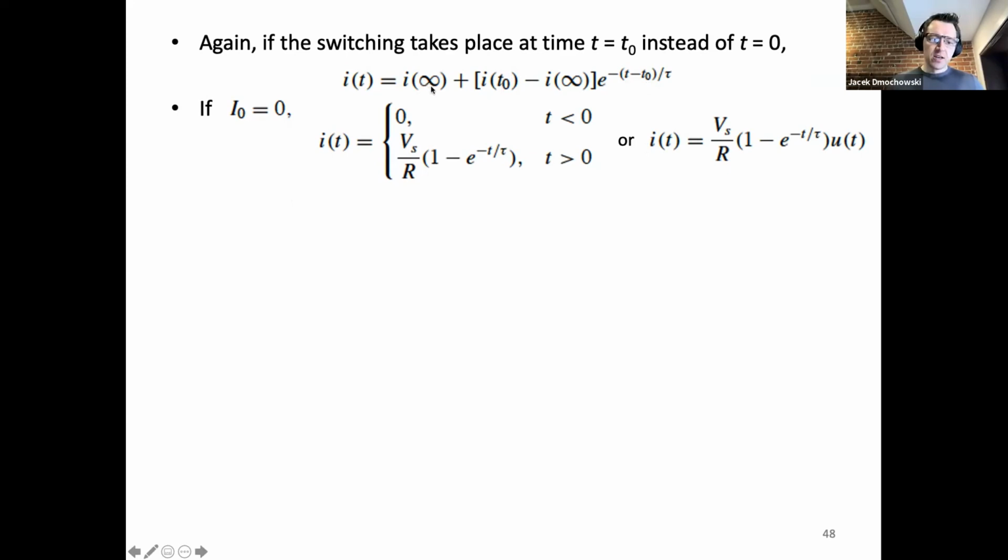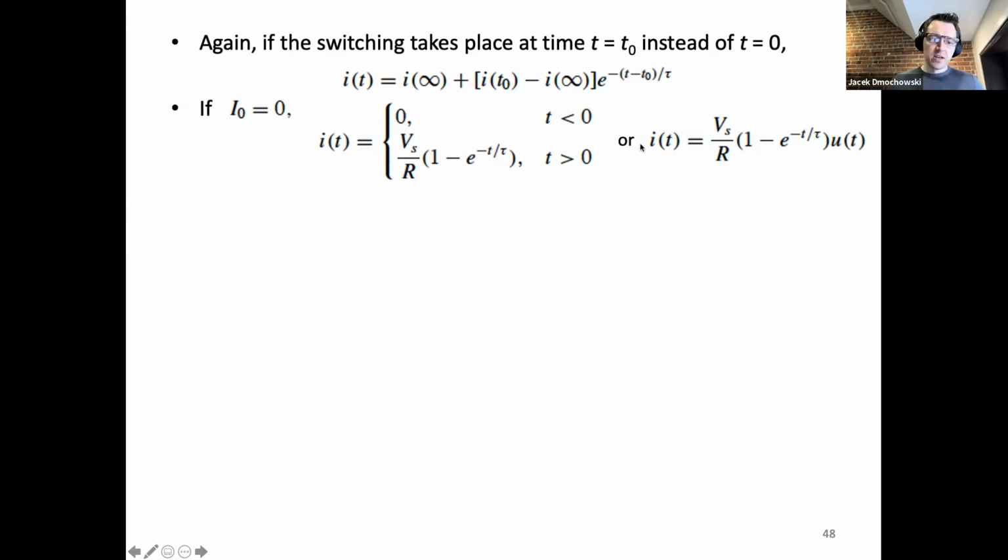So you can factor that out and get this form, right? So when time is equal to 0, it's 0. So it starts out at 0 and it climbs to a final value of Vs over R. So those are the steps for solving for the RL step response.